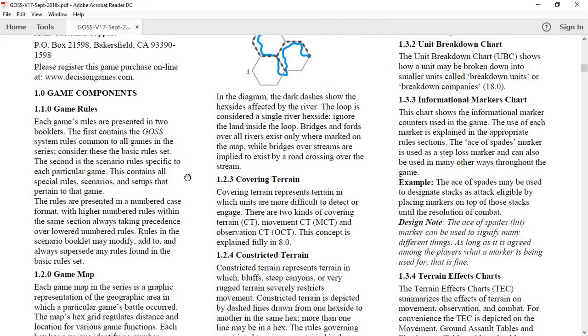Each game's rules are presented in two booklets. The first contains the GOS system rules common to all games in the series. Consider these the basic rule set, which is what I'm looking at here. The second is the scenario rules specific to each particular game. This contains all special rules, scenarios, and setups that pertain to that game.